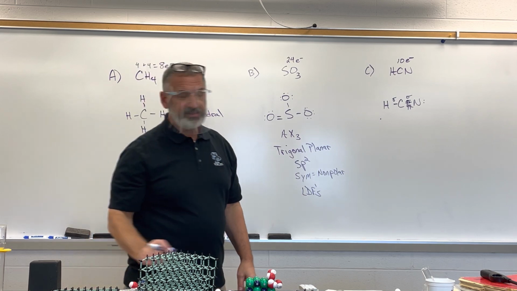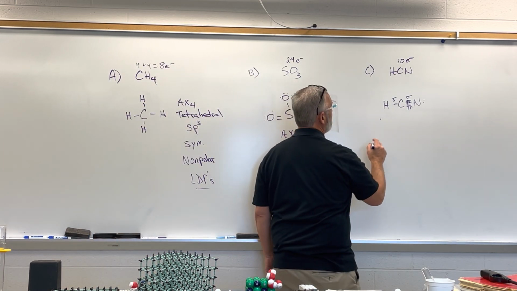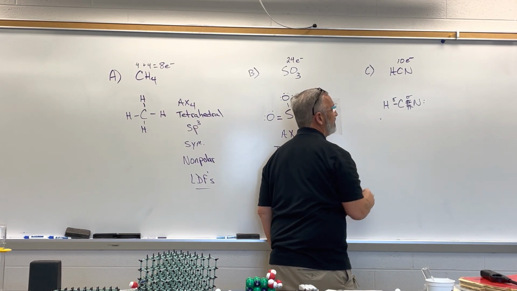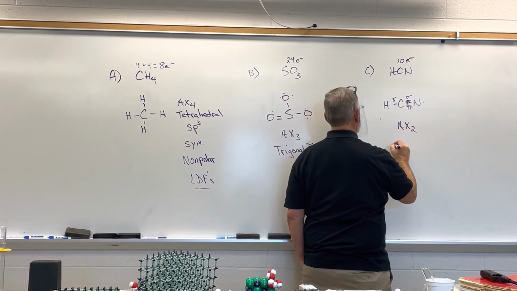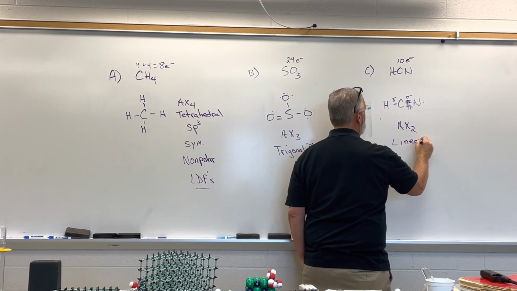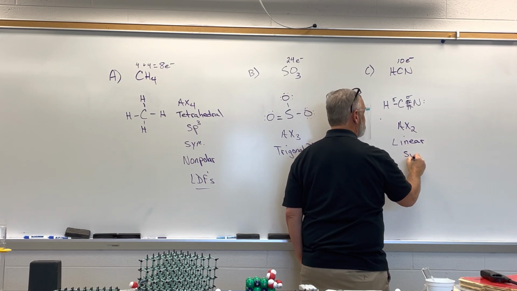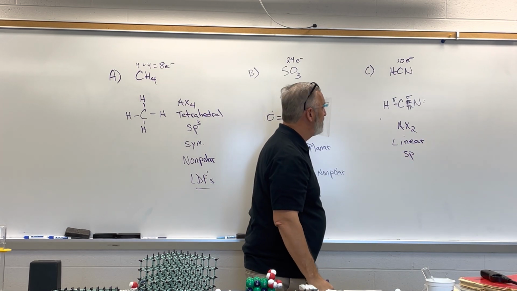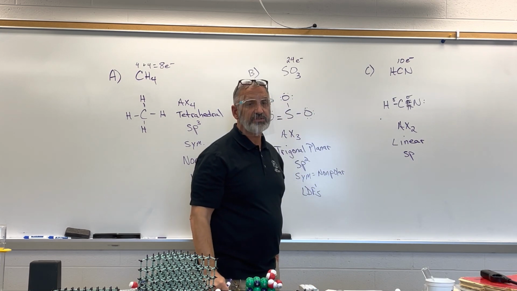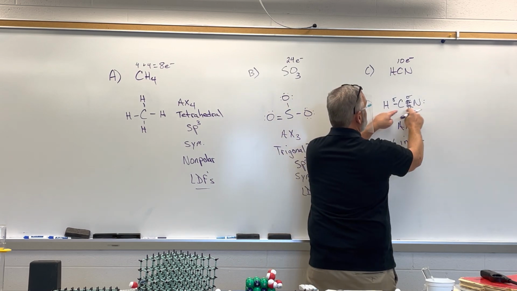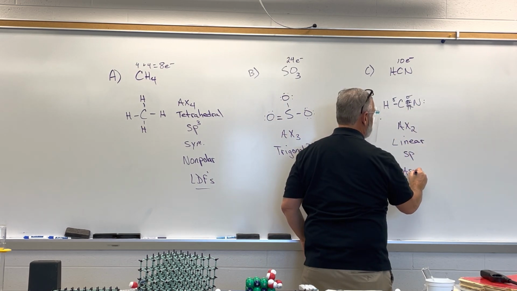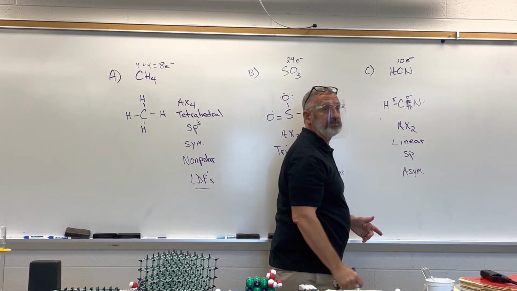All right, this next one, D. Well, let's just talk about what's the AX formula here? AX2. So I know that my shape is going to be linear. It just adds up to 2. It's going to be sp hybridization. But is this one symmetrical or asymmetrical? Asymmetrical, because the bonding atoms aren't the same. So it's asymmetrical. Do we have a polar bond present?